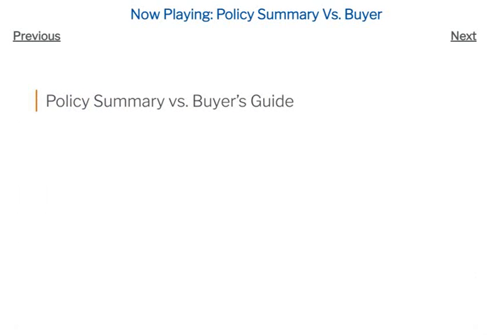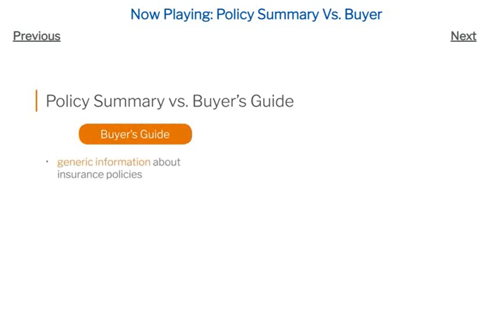There are two documents that you might have test questions on. One is called the Buyer's Guide, and the other is called the Policy Summary. Now, the Buyer's Guide is usually generic information. It's used as an educational tool to give to the customer.